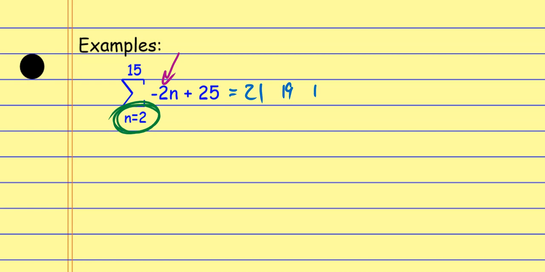I know that the next value is 17. Okay? 15, 13, 11, 9, 7, 5, 3, 1. And I keep going until I get to 15. Let's see, this was a 2. So 2, 3, 4, 5, 6, 7, 8, 9, 10, 11, 12.